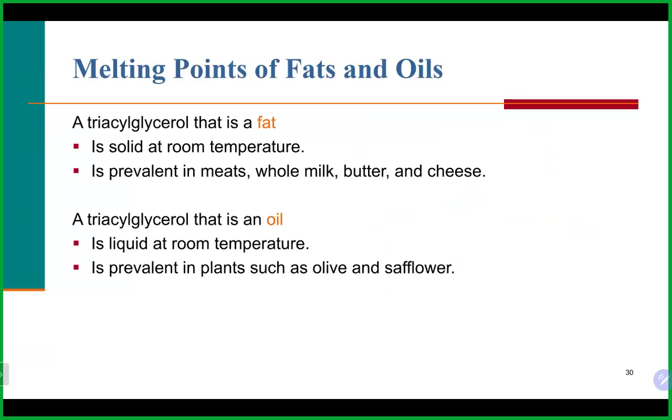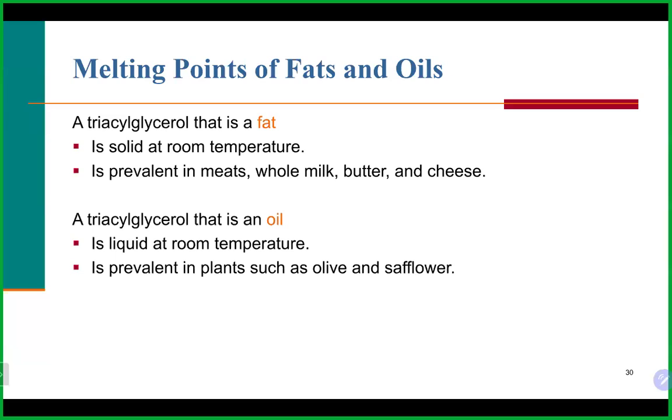Melting points of these guys: a triacylglycerol that is a fat typically will be a solid at room temperature. That's prevalent in what we see in meat, milk, butter, and cheese. Again, the fatty acid chain parts are pretty much saturated, with no double bonds happening there.